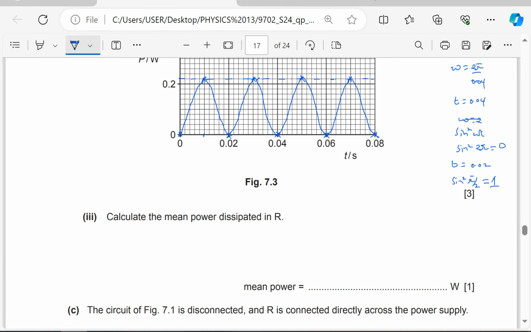Then calculate the average power. Since we know that the maximum power is 0.22, of course the mean power is going to be 0.22 divided by 2, which is going to be 0.11. The average power is half of the peak.